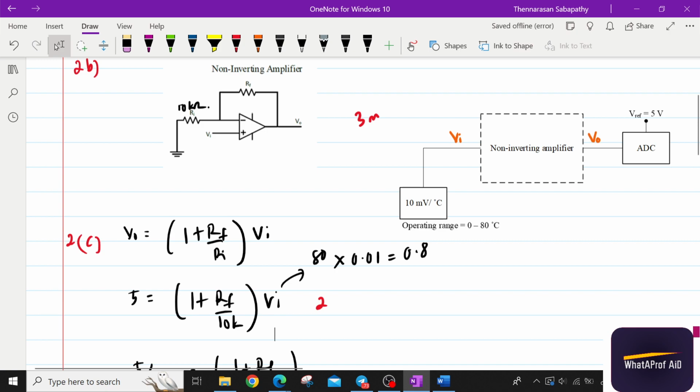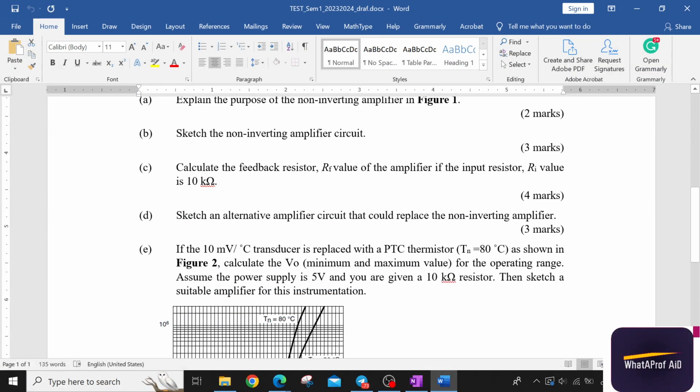Then next, sketch an alternative amplifier circuit that could replace the non-inverting amplifier. So here we had the range from 0 to 80, and we used a non-inverting amplifier here. So what should be the alternative amplifier, the amplifier that can replace the non-inverting amplifier here? What is the answer?